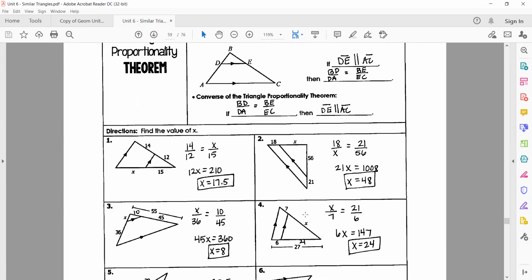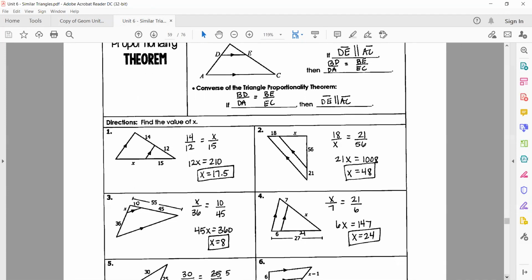Problem 4, very similar. They've got these other numbers in here showing you the whole length of that side to kind of throw you off. Because we're not comparing 55 to anything. We're comparing these two segments here. 10 gets compared to the x. 45 gets compared to the 36. So that's why those numbers, the big segments from one side on the bottom, are compared to the big segment from the other side. All these are going to work that way. 4 is the same way. We have to figure out this missing number here. 27 minus 6 gives you the remaining 21. Not much else to it.